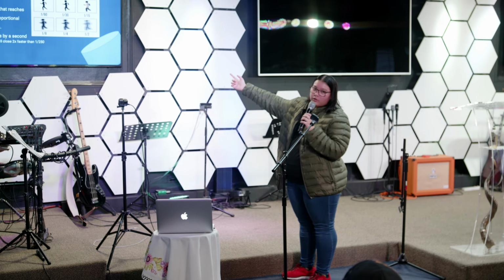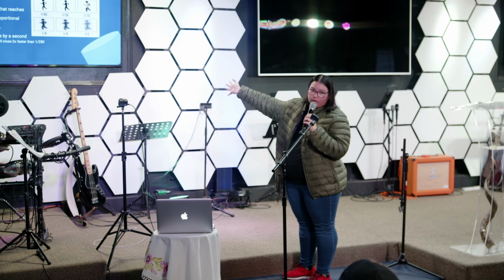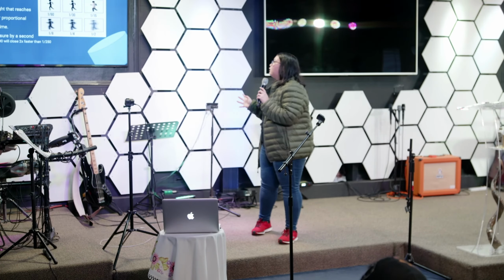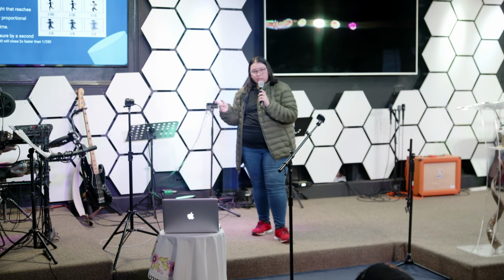So say this is a second, and then half a second would be like that. It's faster. As you can see, the one on top, 1/500, is basically how much the second is divided. So if you're trying to take a picture of someone running, it would be this fast.